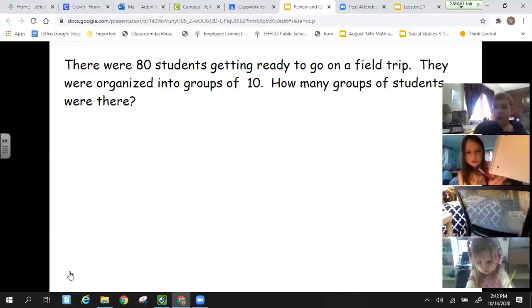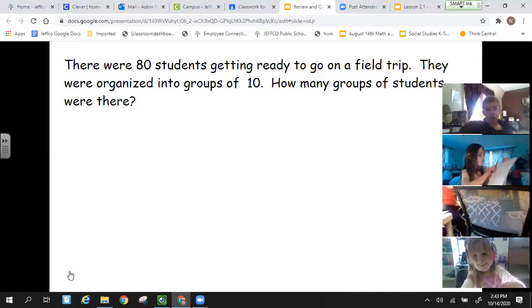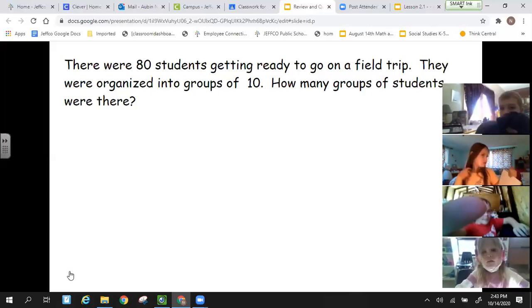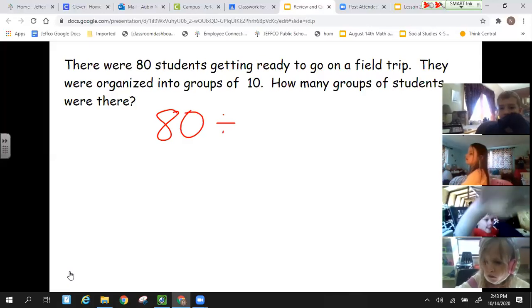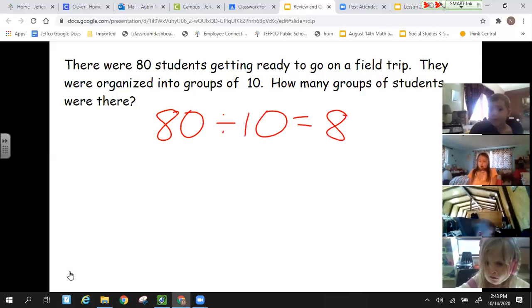Oh, no, it's not multiplication. August, can I see yours? Looks good. Okay. Sawyer, what did you get? 8. What's the equation? 80 divided by 10. All right. How did you know to divide?